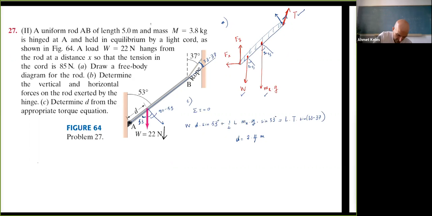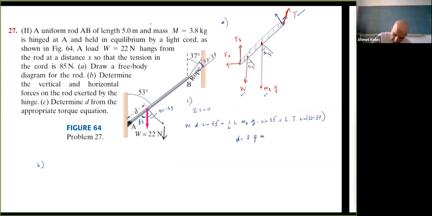How about B? How do I solve for B? Determine the vertical and horizontal forces on the rod exerted by the hinge. I need to find this component and this component. Rope's horizontal component, Fx. Okay. So basically, yes, what you are saying is, that's the only force with the horizontal component. So if I find this, it's going to be equal to this. Or if I find this component of this, it will be equal to this, because there's no other option.